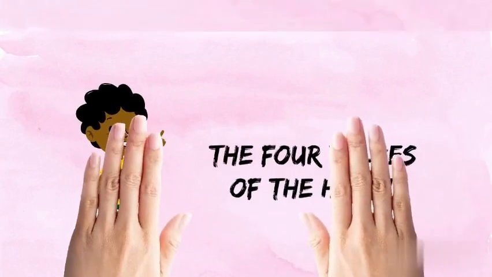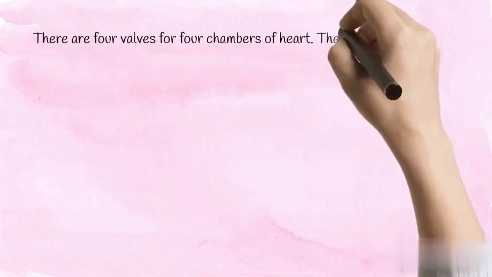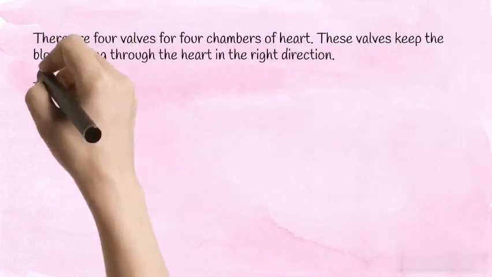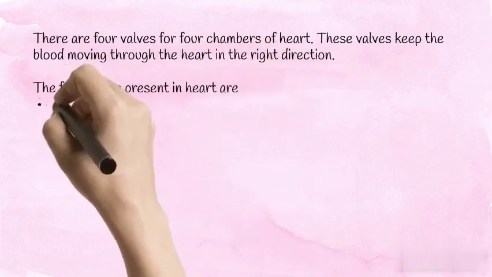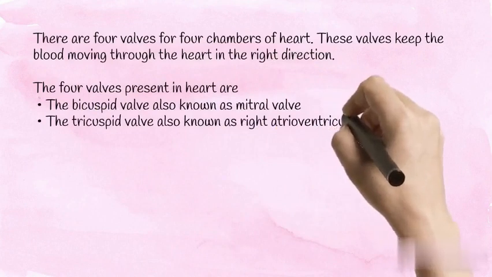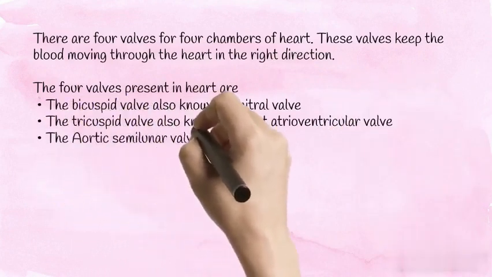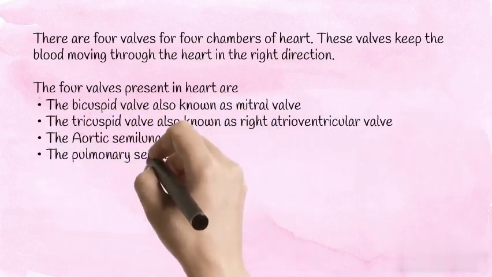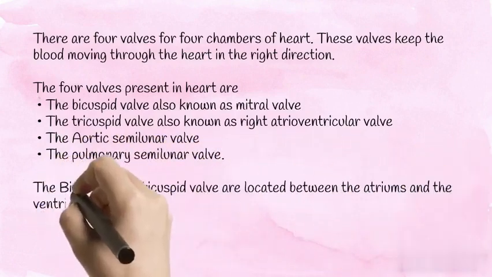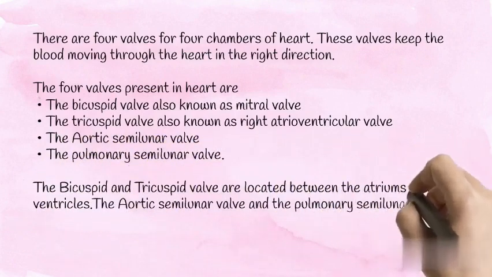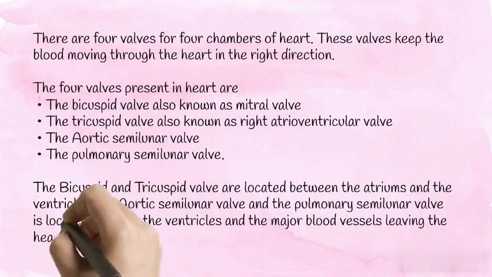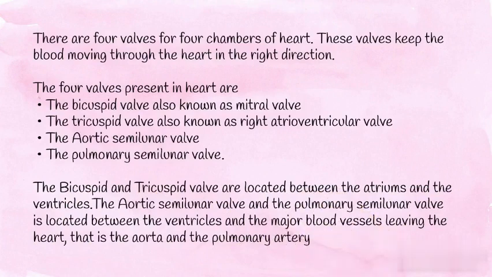The 4 valves of the heart. There are 4 valves for 4 chambers of the heart. These valves keep the blood moving through the heart in the right direction. The four valves present in the heart are the bicuspid valve, which is also known as the mitral valve, the tricuspid valve, also known as the right atrioventricular valve, the aortic semilunar valve, and the pulmonary semilunar valve.